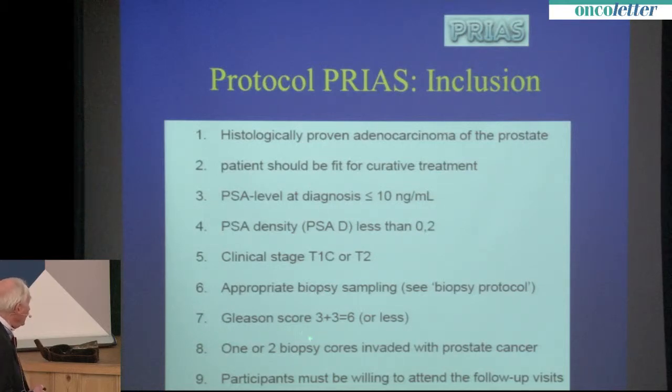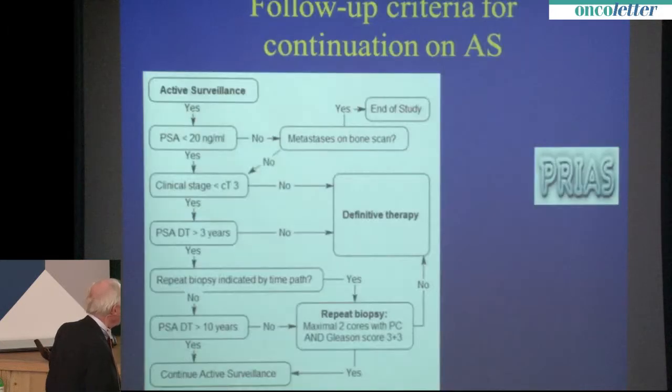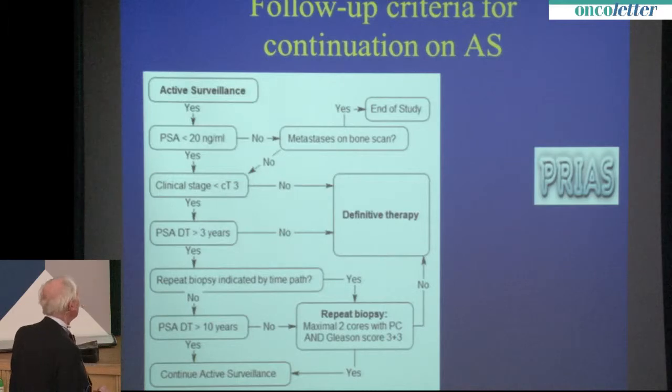Gleason score has to be 3+3, 6 or less, and 1 or 2 biopsy cores. Not more than 2 biopsy cores should be invaded by prostate cancer, and the participants must be willing, and he must be completely informed. And actually, I still think that it would be better to have them sign an informed consent. Now, this is the follow-up scheme that is used in the PRIAS study.